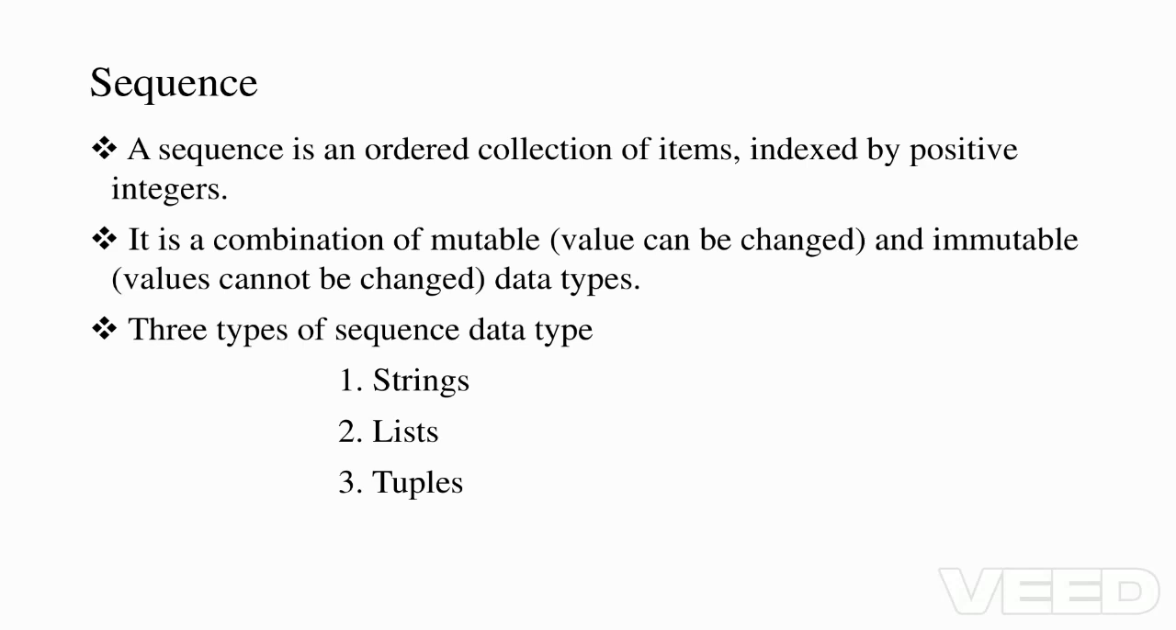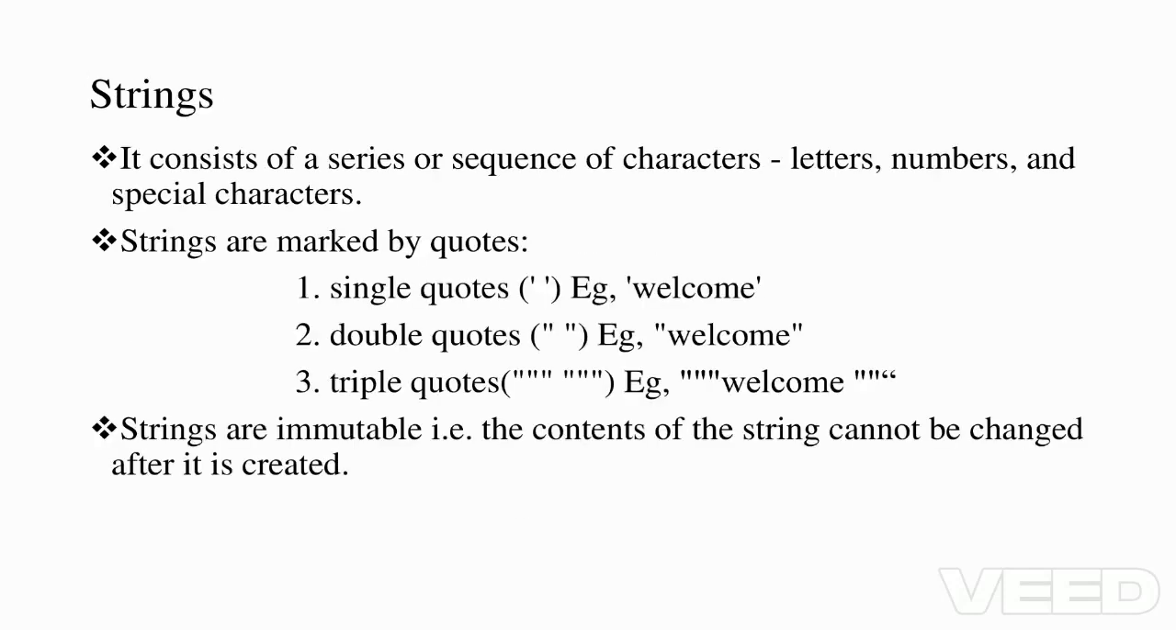There are three types of sequence data types. First one is a string, next one is a list, and third one is a tuple. First, we are going to see about the string data type. It consists of a series or sequence of characters. It can be a letter, number, or a special character.